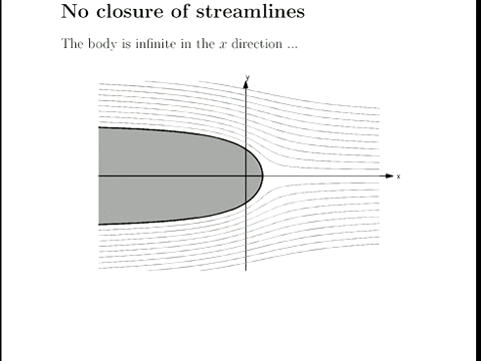So we've got this half-Rankine body, and it's very simple. It was just two flows summed together, and it's somewhat useful to us, but it's limited.